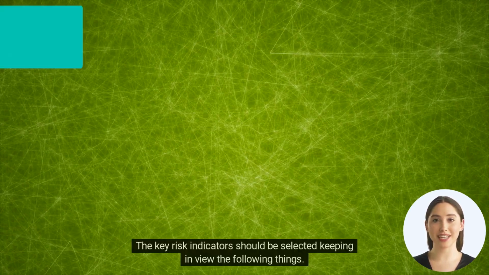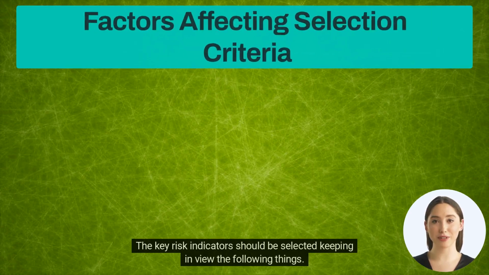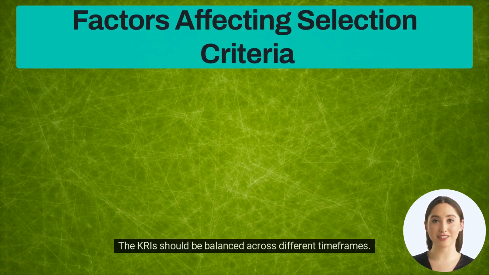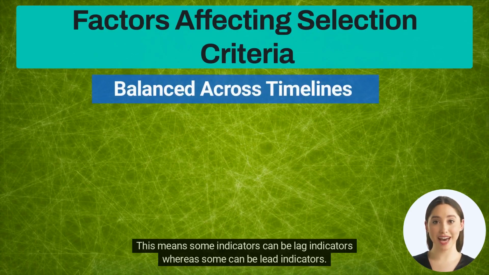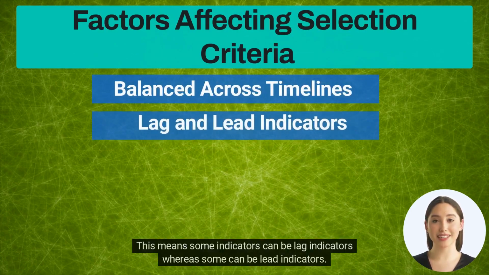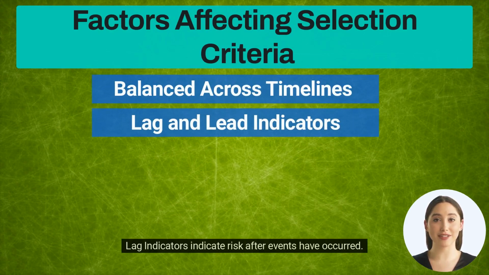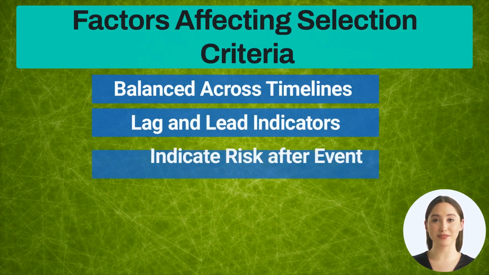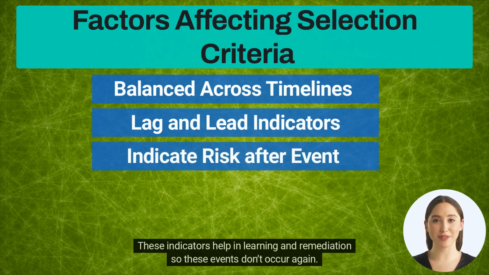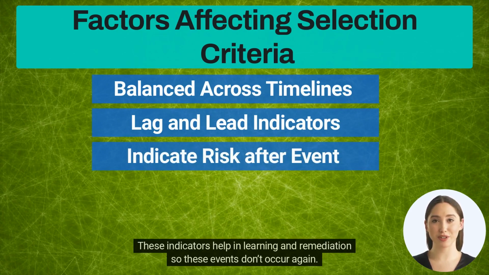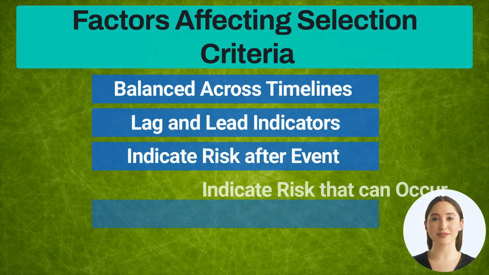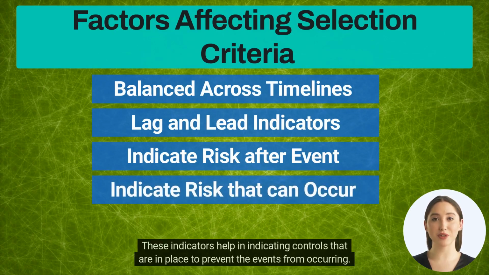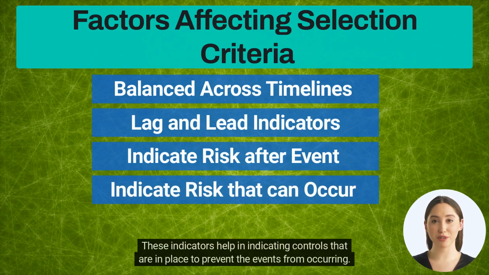The key risk indicators should be selected keeping in view the following things. The KRIs should be balanced across different timeframes. This means some indicators can be lag indicators, whereas some can be lead indicators. Lag indicators indicate risk after events have occurred. These indicators help in learning and remediation so these events don't occur again. Lead indicators indicate risk events that can occur. These indicators help in indicating controls that are in place to prevent the events from occurring.